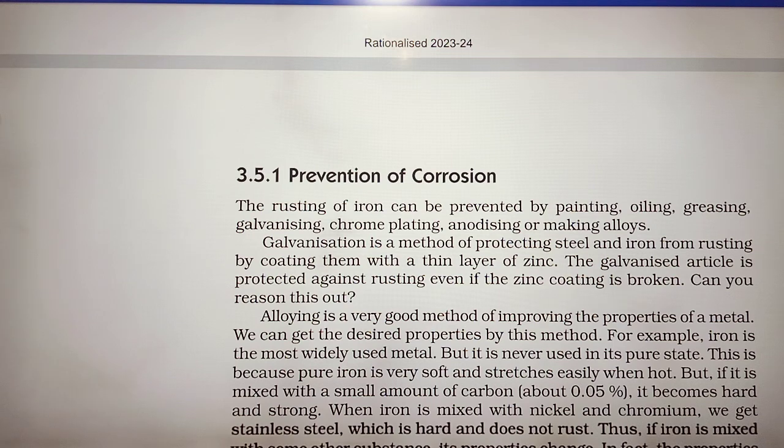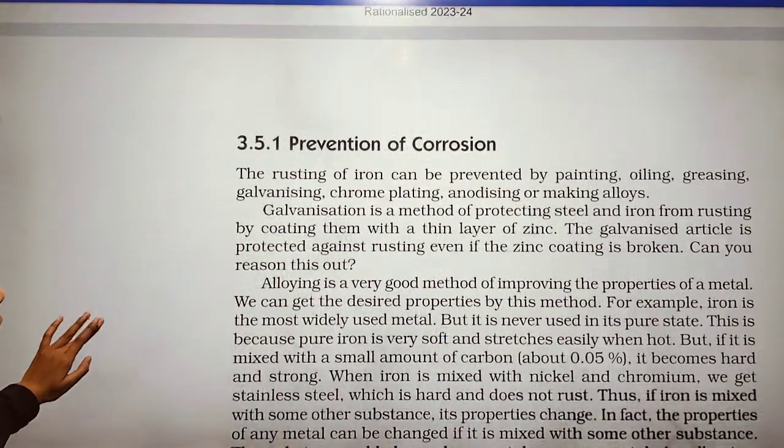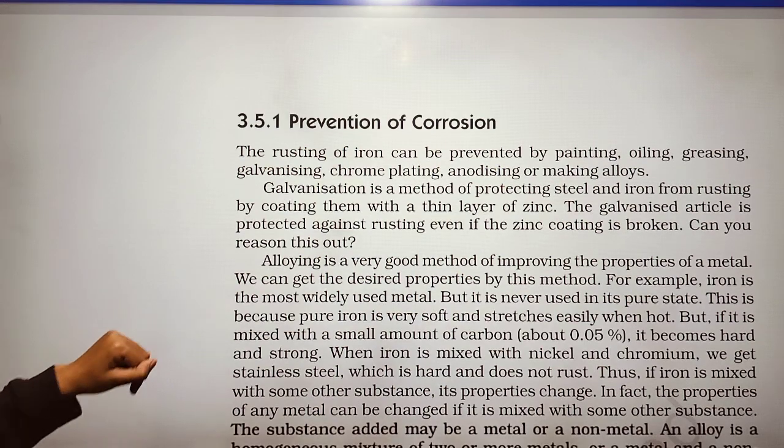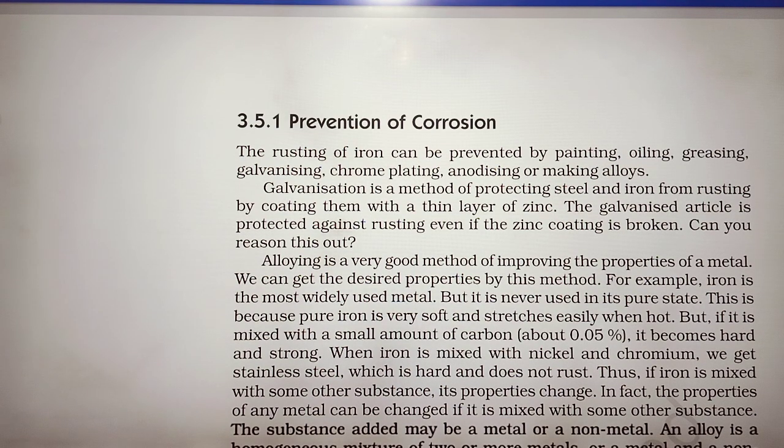Okay, by coating them with a thin layer of zinc. So in galvanization there is a thin layer of zinc which prevents the steel and iron from rusting. Now here it is given that a galvanized article is protected against rusting even if the zinc coating is broken. Can you reason this out?